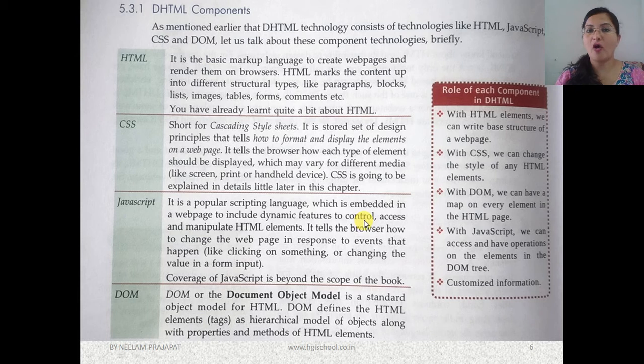Controls means form controls. We have studied input type text boxes, check boxes, radio buttons, select boxes and all. There we can add dynamic features, and access and manipulate. We can access, we can even change HTML elements over there. It tells the browser how to change the web page in response to events that happen, like any event is happening and what to do after that.